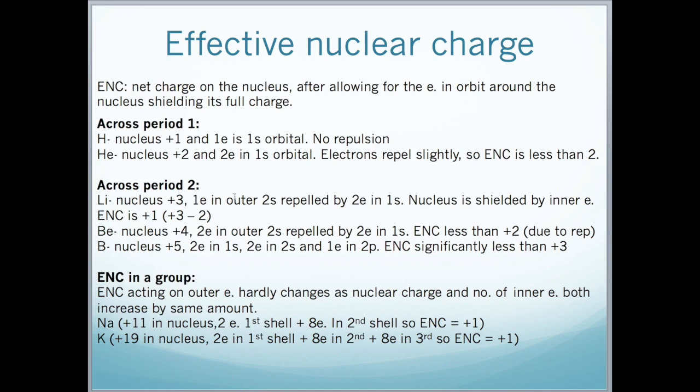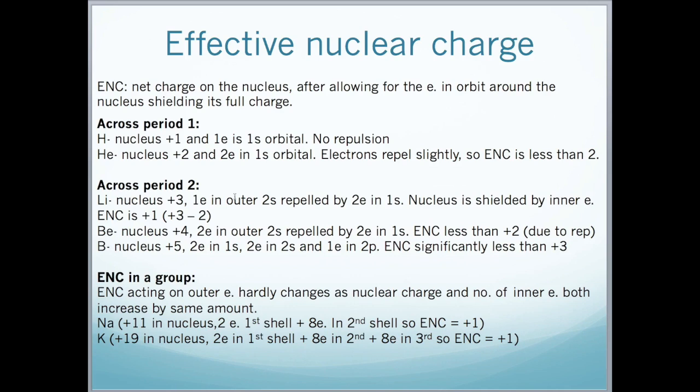which gives us an effective nuclear charge of +1. For beryllium, the nucleus has a charge of +4, and there are 2 1s electrons shielding the nucleus, and then the 2s electrons also repel each other slightly. So the effective nuclear charge is not exactly +2, it is slightly less than +2 because of the extra repulsion by the 2 electrons in the outer orbital.